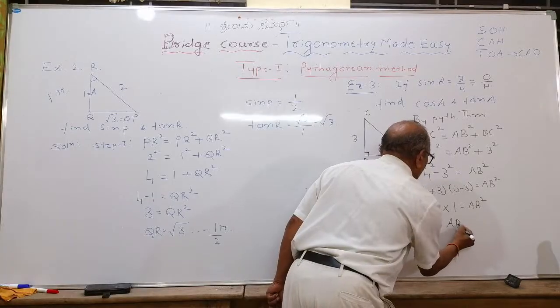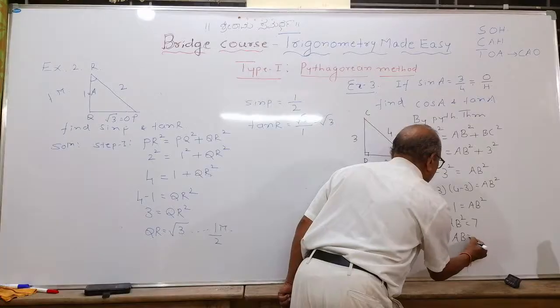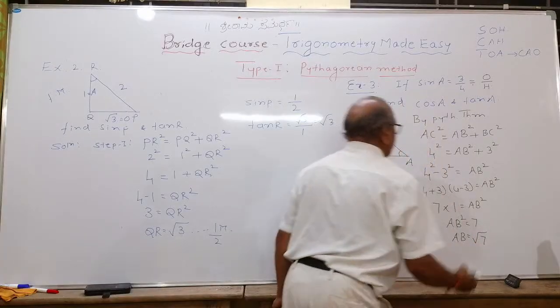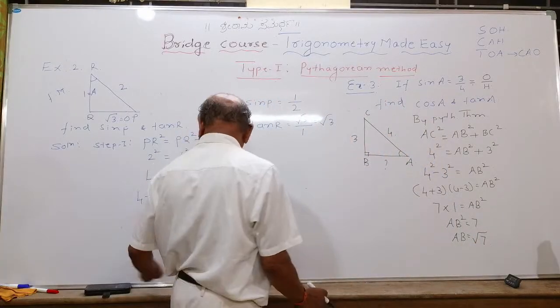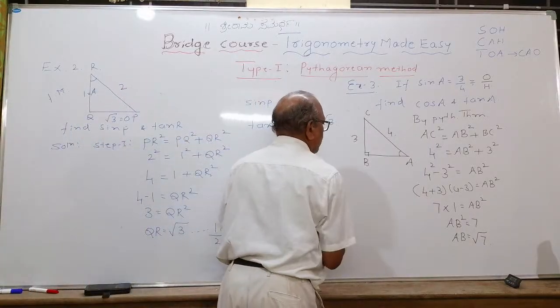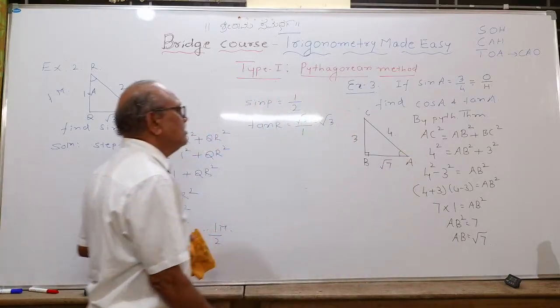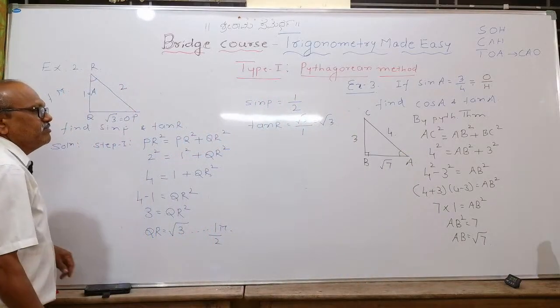So AB square is equal to how much? 7. Then AB becomes equal to what? Root of 7. Observe. You will get a root of 7. Therefore, you get AB as a root 7. Now you can easily write whatever is asked.